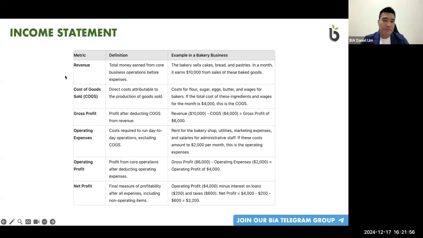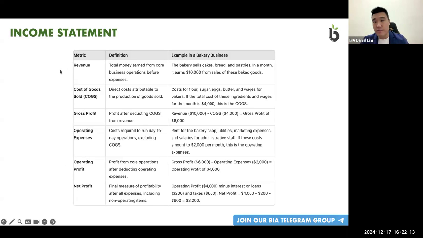First things first, these are the metrics that you need to look at in the income statement: revenue, cost of goods sold, gross profit, operating expenses, operating profit, and then net profit. I will go through them one by one right now with you.